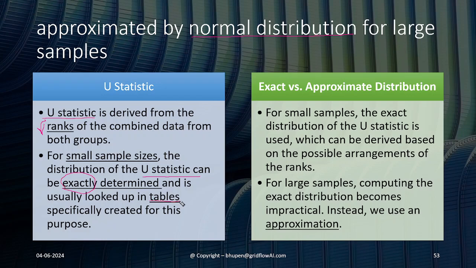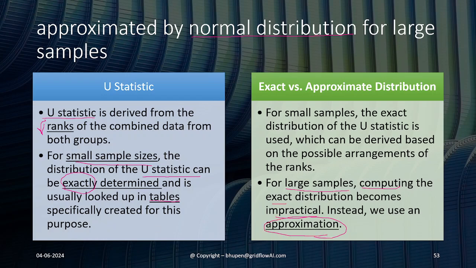So these tables are statistical tables, and they are available online and also in many of the literatures and textbooks. By consulting or referring to the tables, you can look up the U statistic, and this is for small sample size. Now, compared to the small sample size, if you have large samples, then computing the exact distribution becomes impractical. And now we're going to use an approximation method.